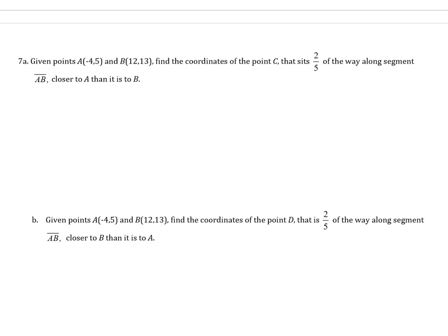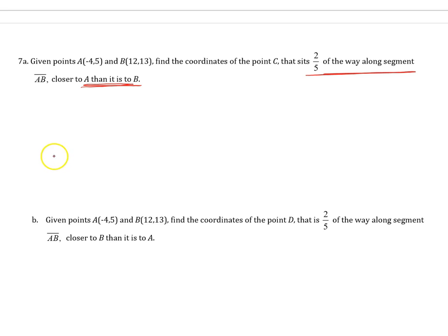All right, so now I'm just going to phrase it a little bit differently. Given points A, B, find the coordinates of point C so that it sits 2/5 of the way along the segment AB, closer to A than it is to B. So now this is no longer a ratio. This is of 5 equal parts. You're going to be 2 of those parts along the way.